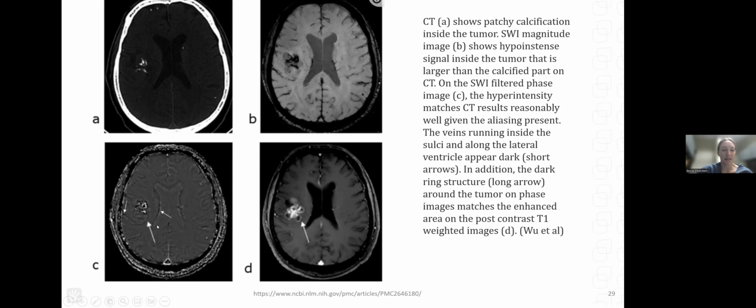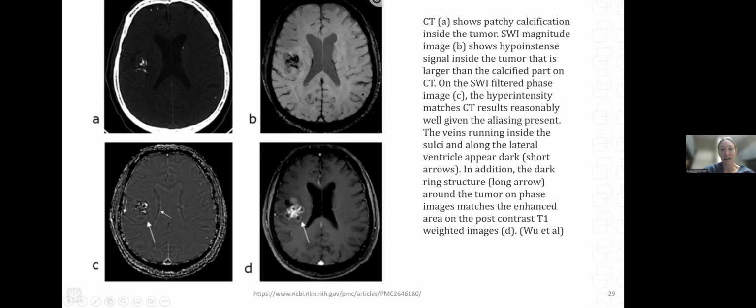On this SWI image, again, this is a different type of SWI image. This one is, again, the arrows are pointing at the blood vessels. So you see there's dark blood vessels. You're looking at a right-handed system, and you can see that the blood is dark surrounding that area, but there's also hyperintensity.